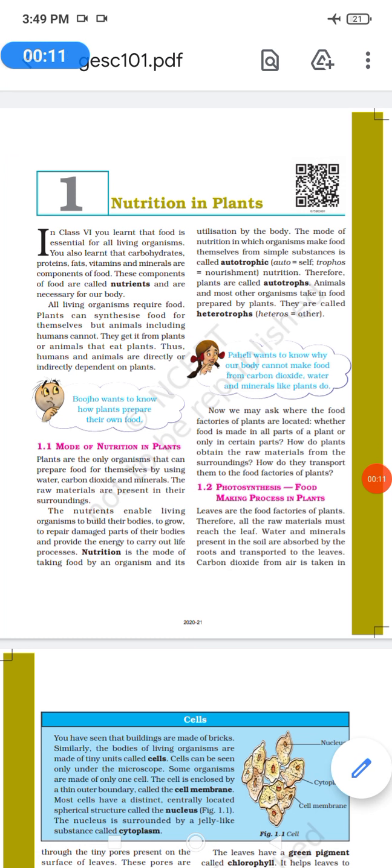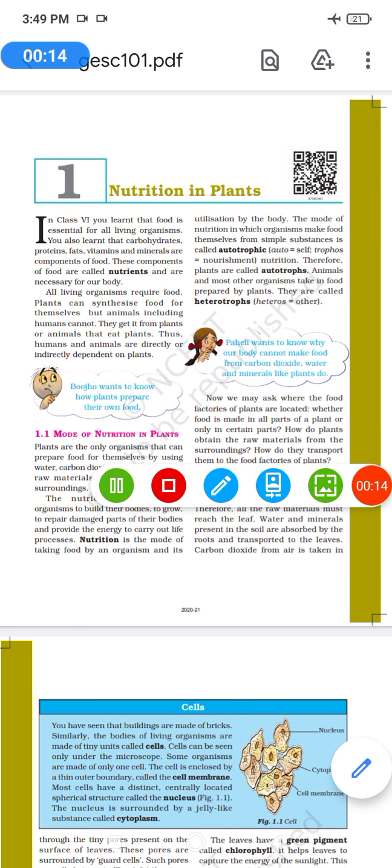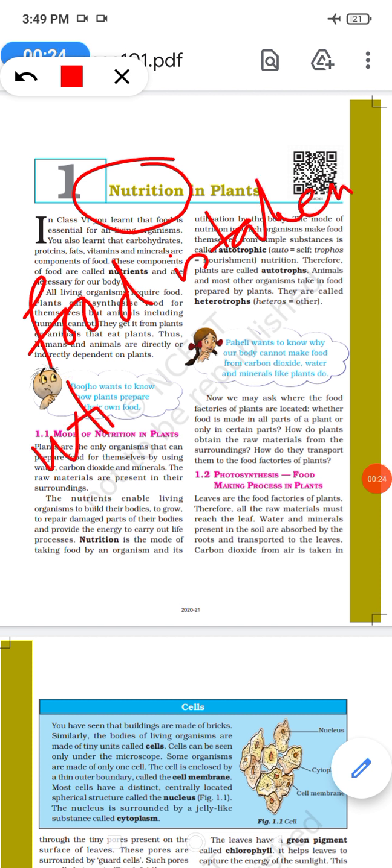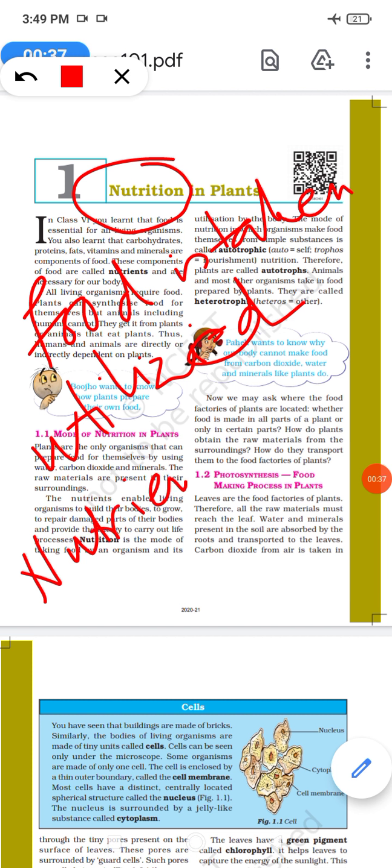So first, if we talk about nutrition, what is nutrition? Nutrition is the process by which food is taken in and utilized by the body. So it's not only how you take in food but also how it is utilized by the body. And what are nutrients? Nutrients are those components which are utilized by the body. So nutrition is the process of taking in food and utilizing it, and nutrients are those components which are taken in by the body.